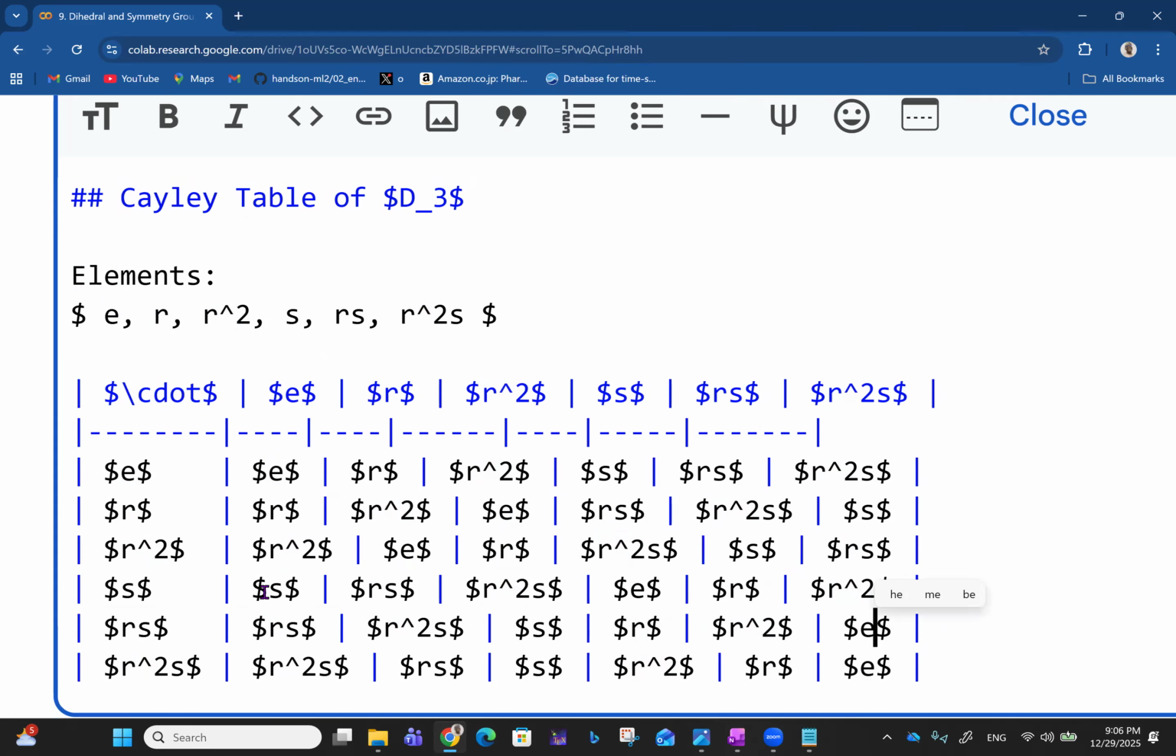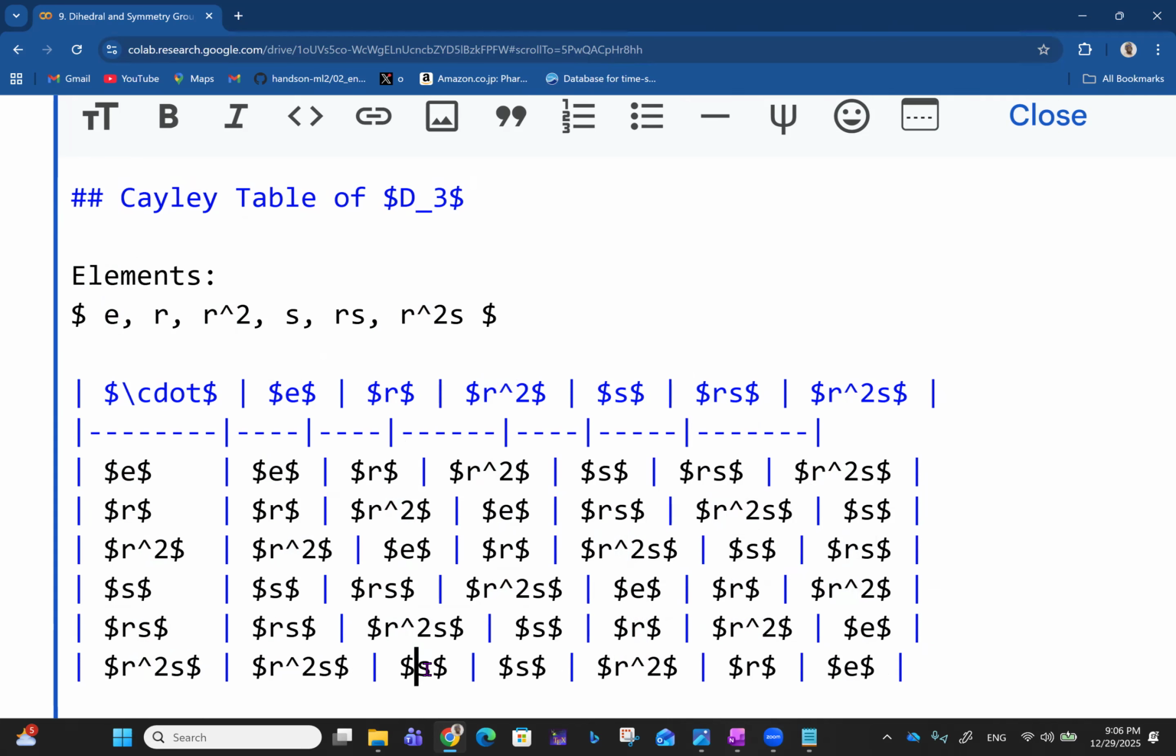Okay, then let me do this. So this is r^2s times e, yes. Then r^2s times r, that is r^3s, so this will just be s. Then r^2s times r^2, that is r^4s, that should be rs, all right? Because r^3 is e, then times r, right? So r^4 is r^3 times r. So r^3 is e. So we have r left and then s.